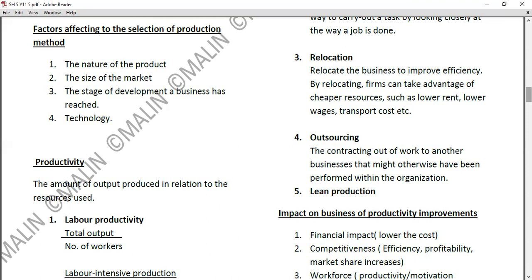Then sometimes the government says, we don't need your taxes. We need your technology, and we need job opportunities for our people. So location decision is really important.